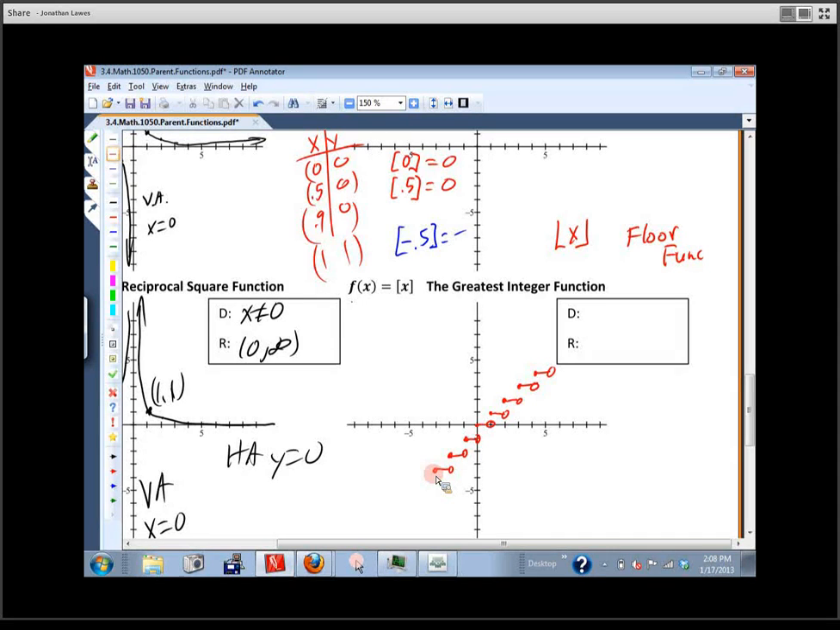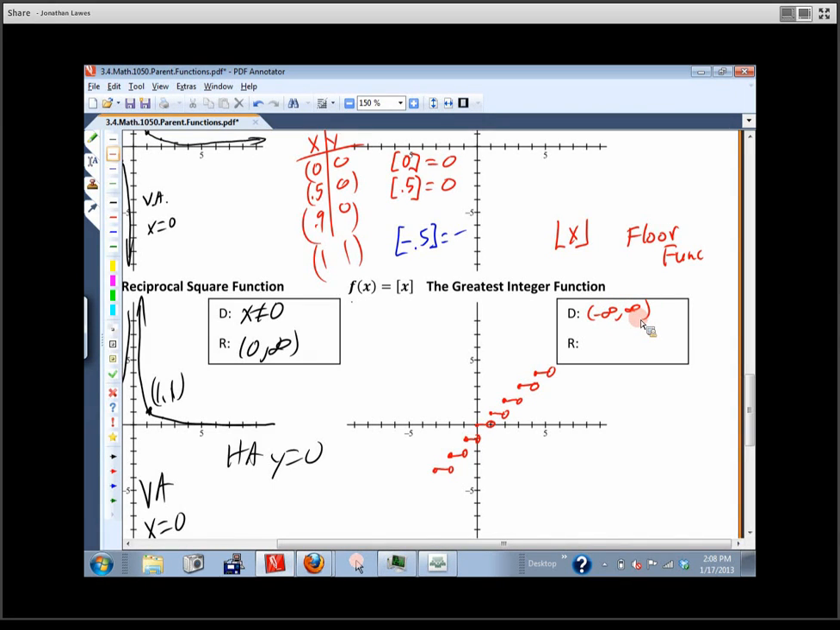Now, here's where it gets really interesting. What three functions have domain issues? Even roots, division, logarithms. Is this any one of those? It's not. So guess what you can plug in? Anything you want, all reals, negative infinity to infinity.